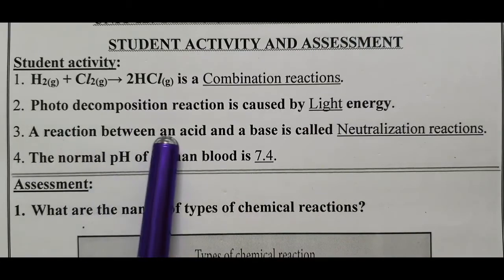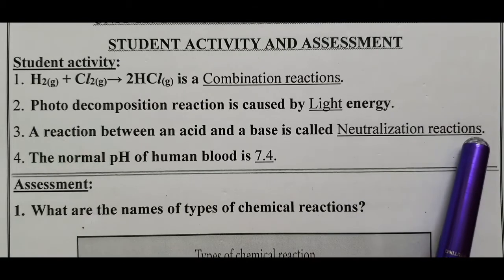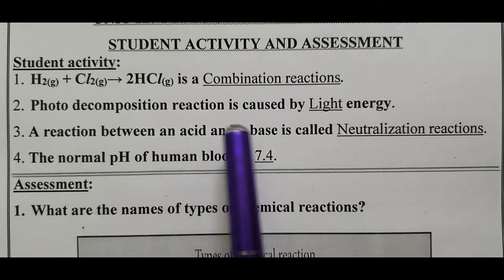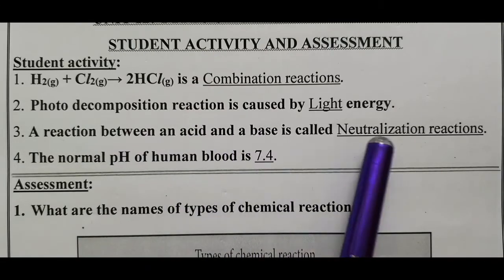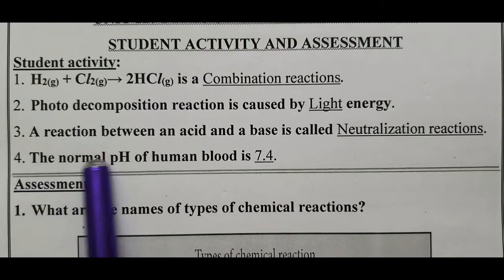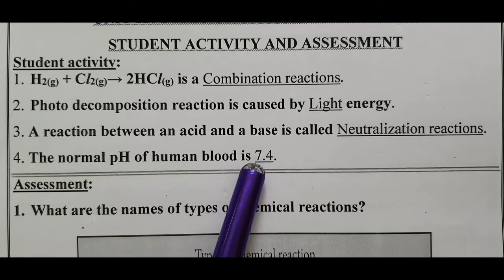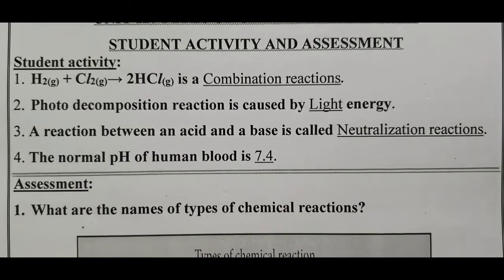A reaction between an acid and a base is called neutralization reaction. Any acid and base, whether strong acid, strong base, weak acid, weak base, strong acid, weak base, weak acid, strong base, all this is called neutralization reaction. The normal pH of human blood is 7.4. So, these 4 one-word questions come under students' activity.